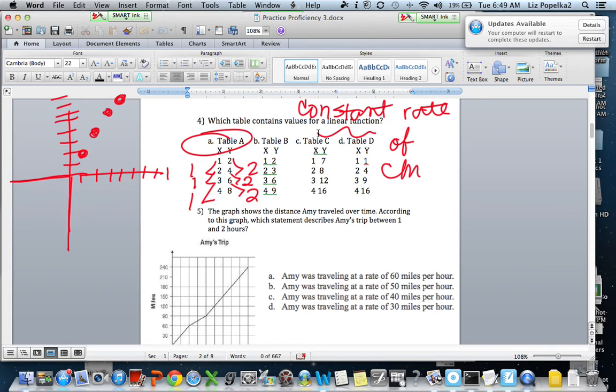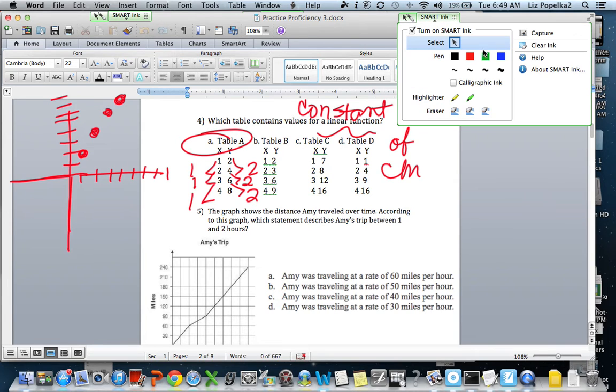So when you're asked to find out whether or not something is linear, you can either graph it and just see if it forms a straight line, or look at your rate of change. Your y values are going up by 2 over 1 for every single set, so that means it has a constant rate of change, which means it'll be linear.